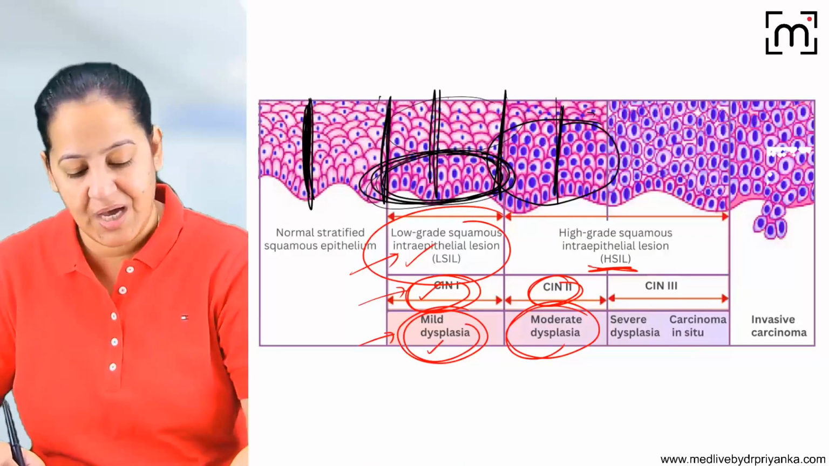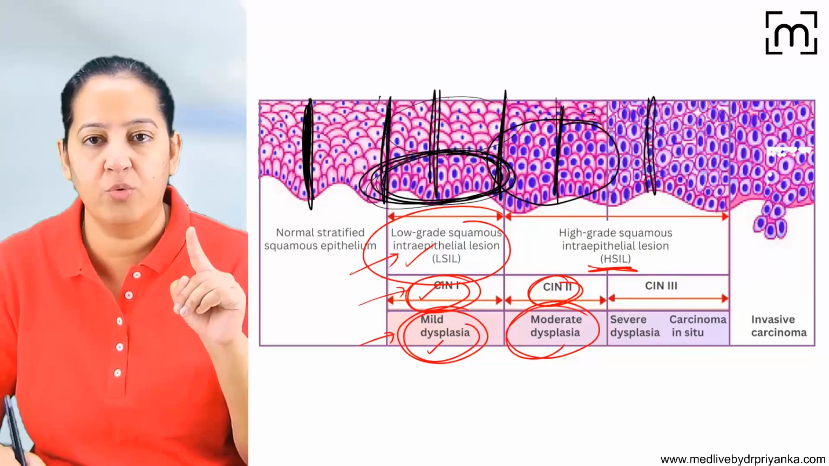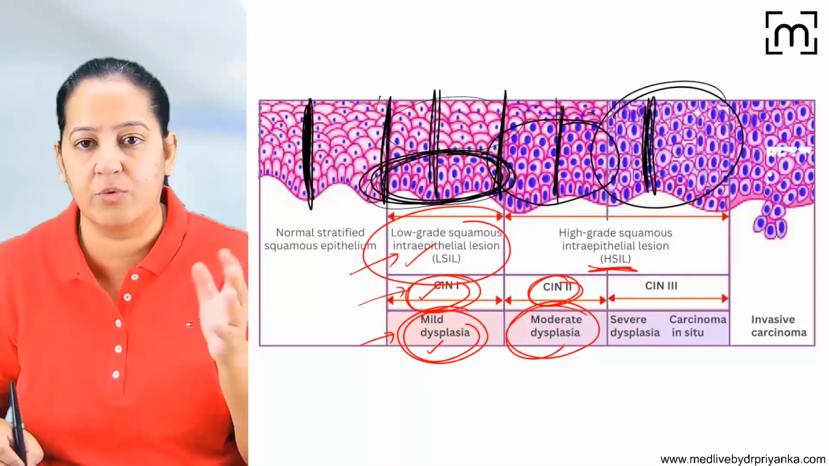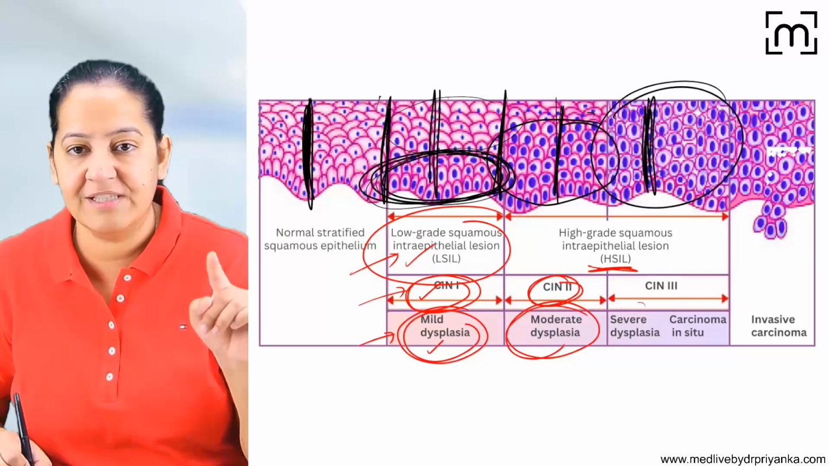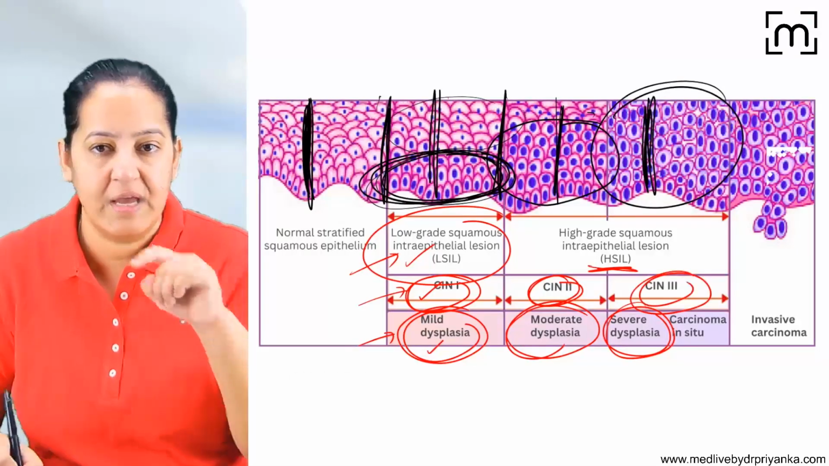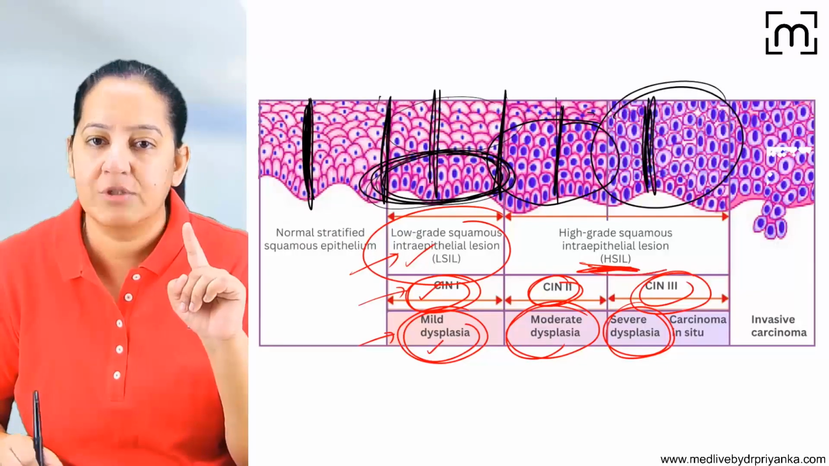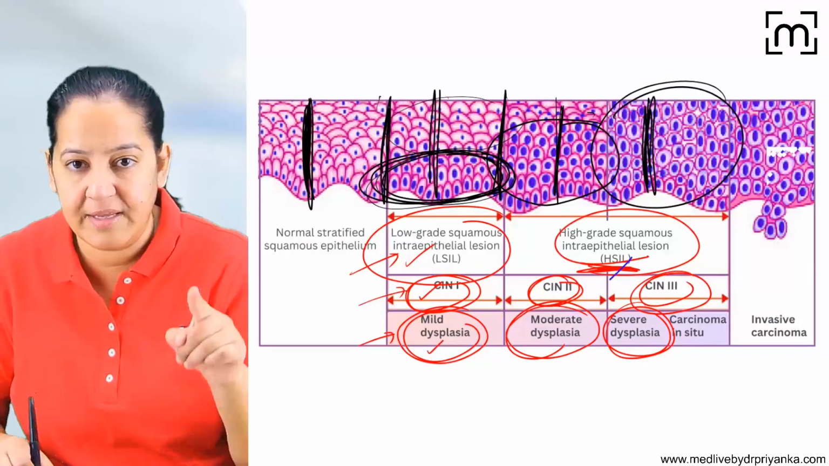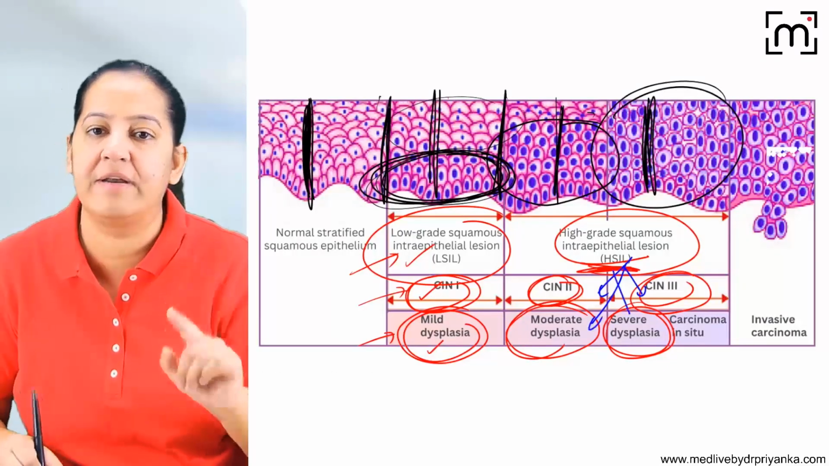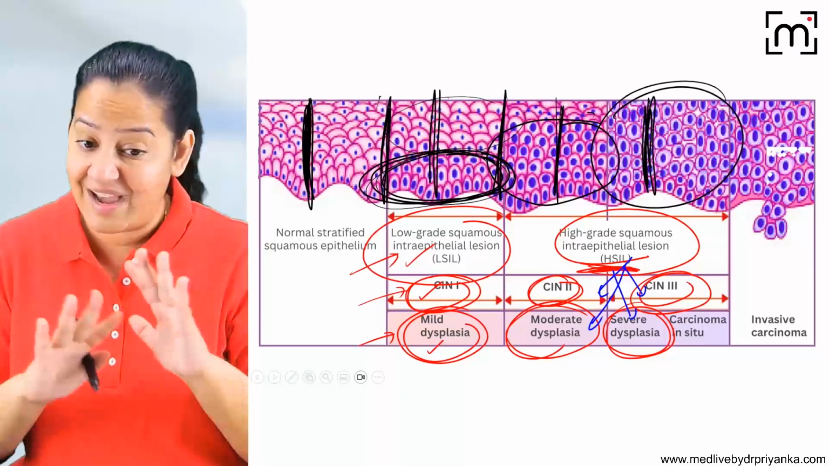If the dysplasia is throughout the thickness, more than 2/3, either I will call it severe dysplasia, or CIN3, and it is also included in HSIL. So HSIL includes CIN2 and CIN3, or moderate and severe dysplasia. I think this diagram is crystal clear.